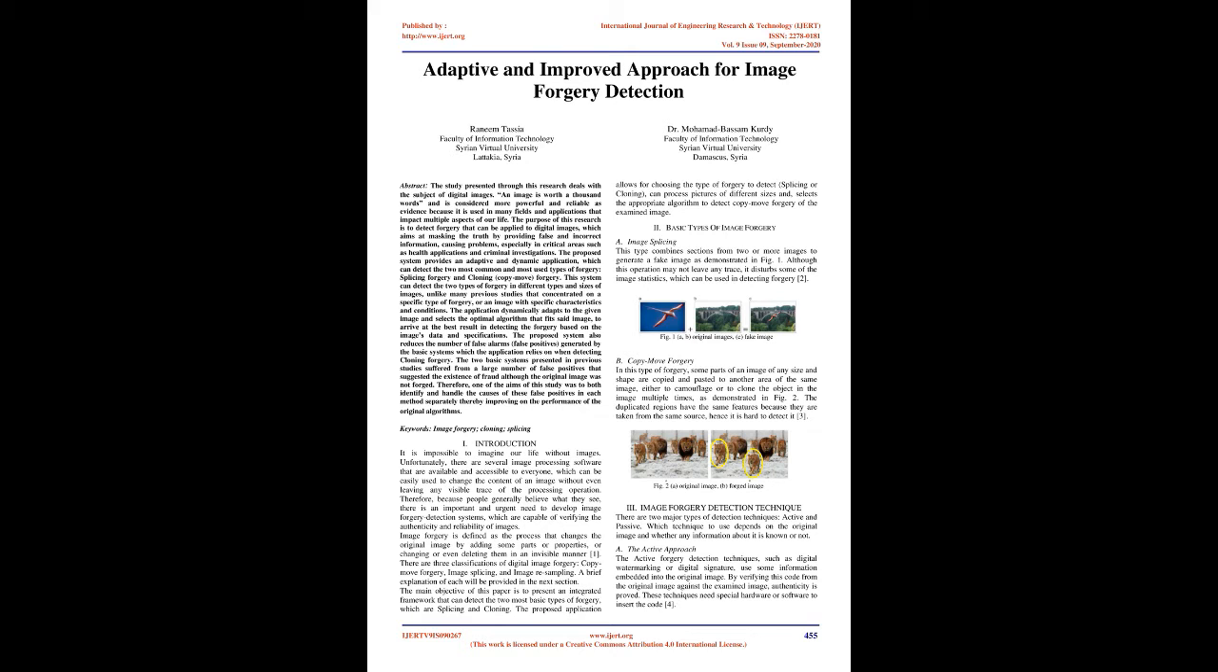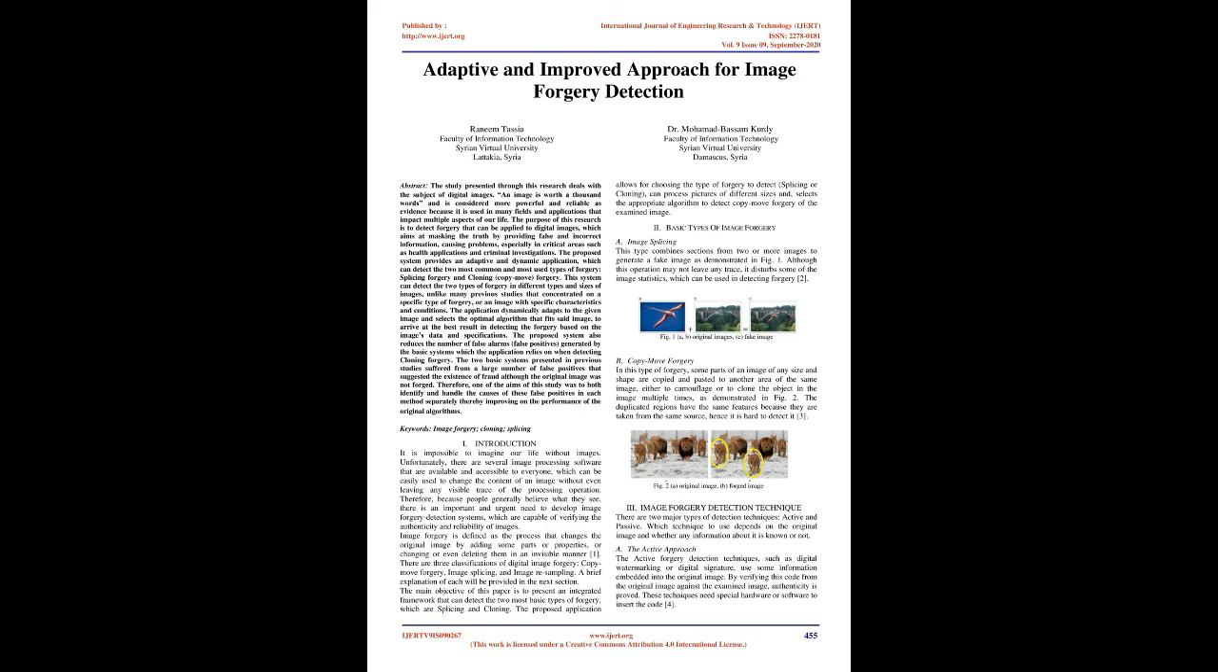The purpose of this research is to detect forgery that can be applied to digital images, which aims at masking the truth by providing false and incorrect information, causing problems, especially in critical areas such as health applications and criminal investigations. The proposed system provides an adaptive and dynamic application, which can detect the two most common and most used types of forgery, splicing forgery and cloning, copy-move forgery.